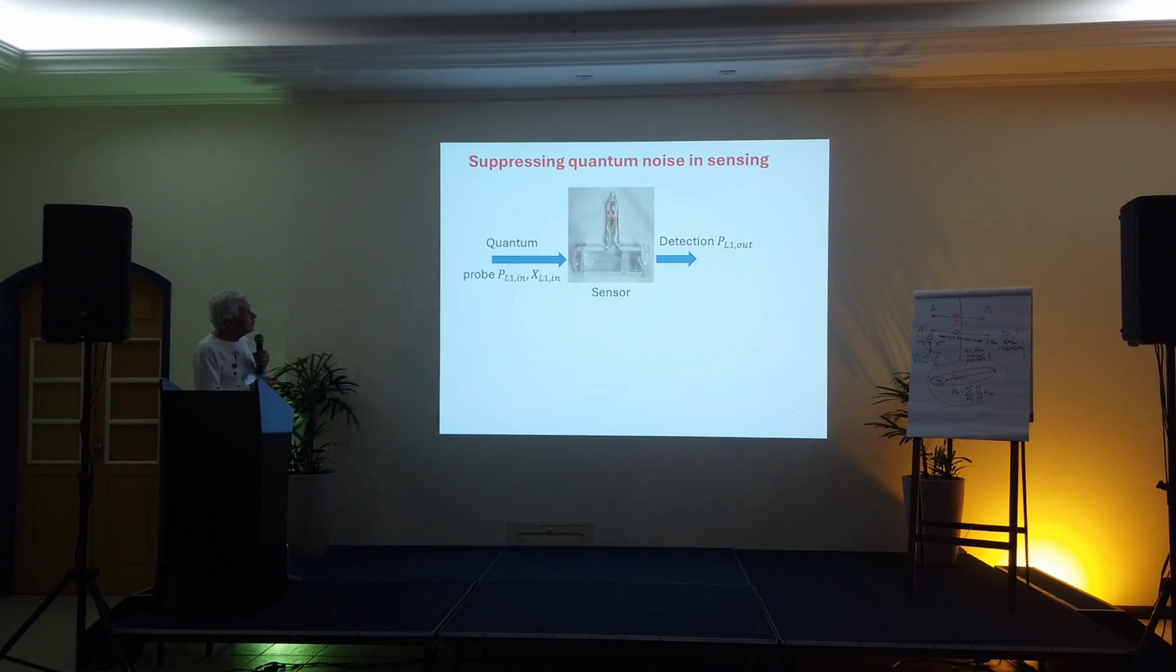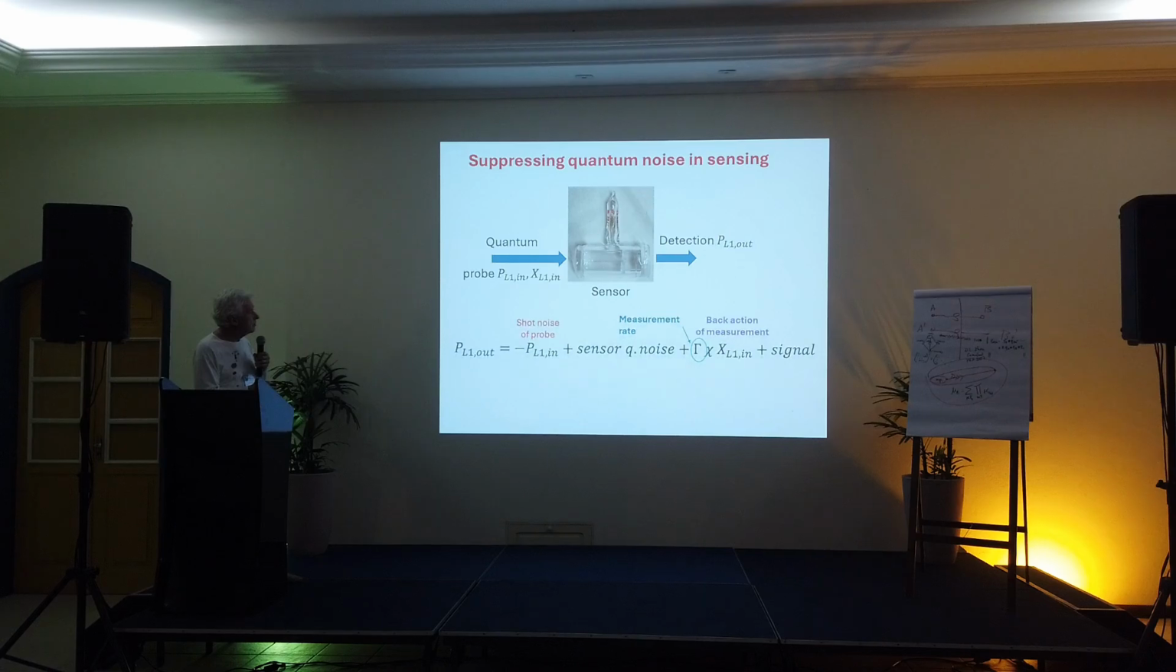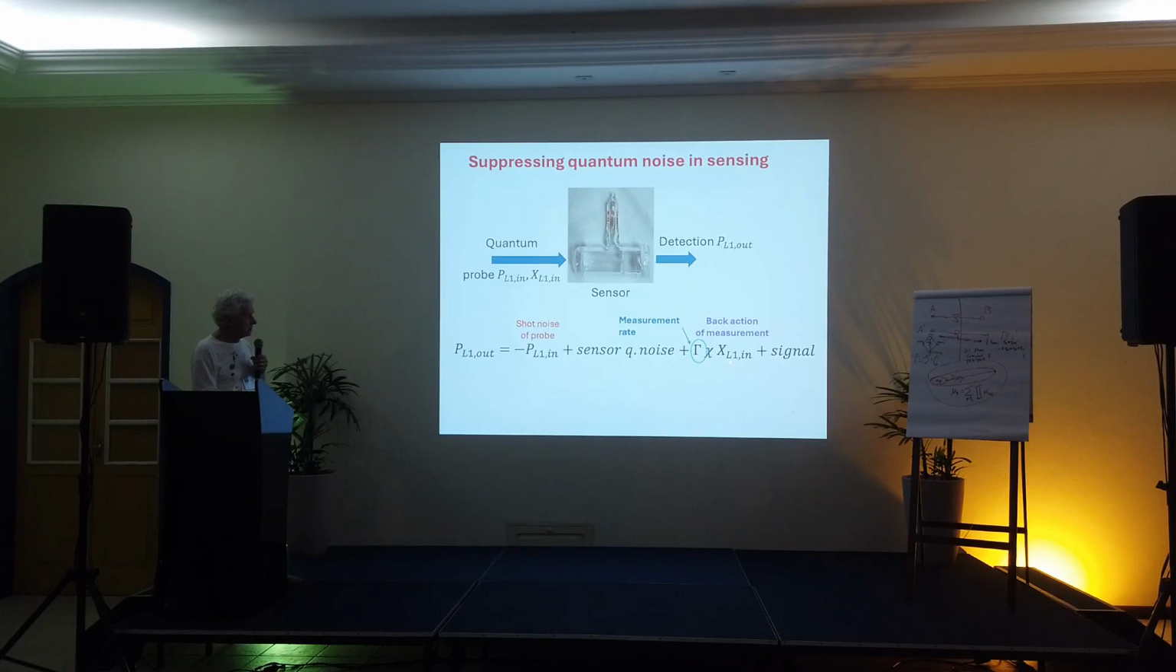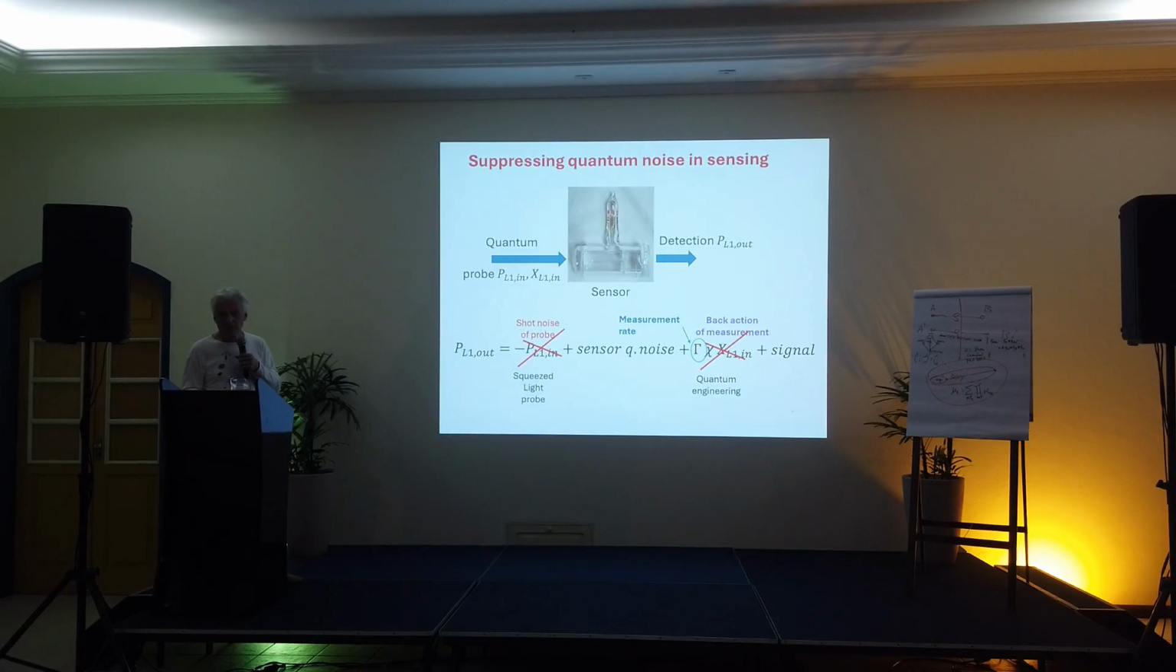So, suppressing quantum noise in sensing, you have heard about that by now. We make a measurement, we are limited by the shot noise of the probe light and by the back action of the light on the spins and by the sensor noise itself. If we use a squeezed light probe, we can suppress that one. If we use quantum engineering, which allows us to suppress the back action, we can get rid of this one, and this I will show you in a second.